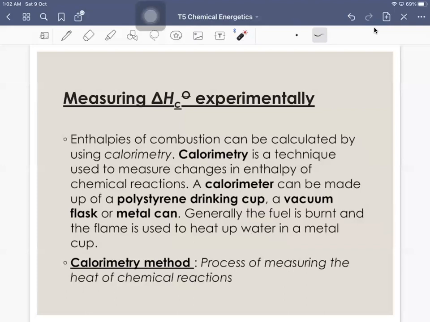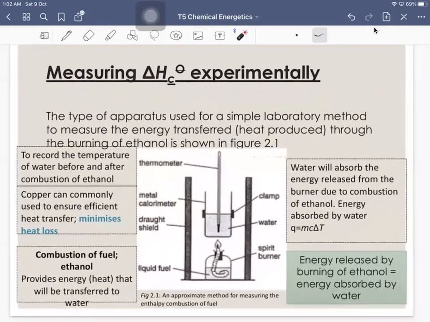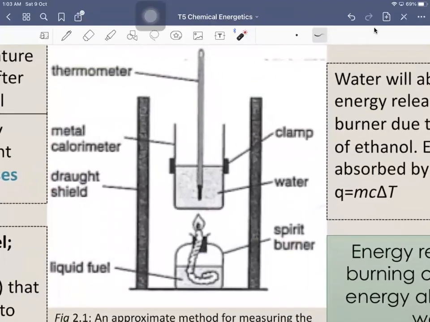I'll explain to you what happens here. This is a typical apparatus setup used in a simple lab if you want to measure the enthalpy change of combustion of ethanol, for example. Burning of ethanol and combustion of ethanol are the same thing, right? I'll talk about the setup first. Usually you will have a burner here. This is where your combustion reaction is happening.